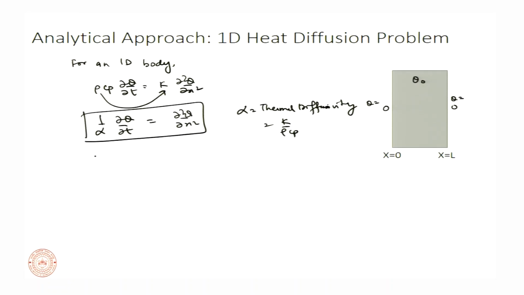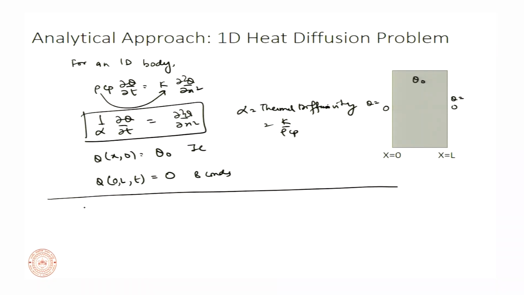We need one initial condition. So theta at x comma 0 equals theta 0, and this is our initial condition, and we need two boundary conditions, and that is theta at 0 and L, at all time t, equals 0. Okay, that is our boundary condition. So, we would like to set this problem up.